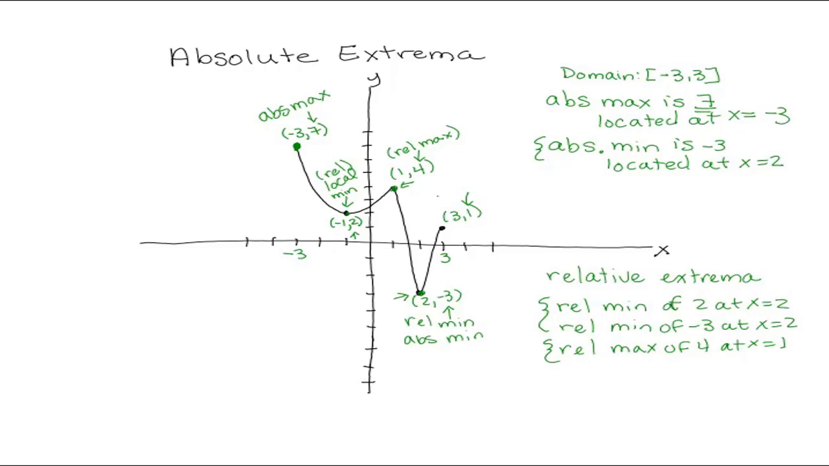All right, so let's talk about how to find these points. And it's relatively easy to find this graphically. But how do we actually find absolute maximums, absolute maxima and minima of a function?